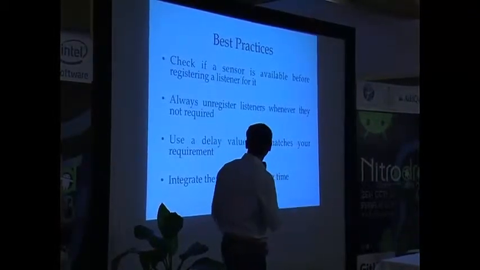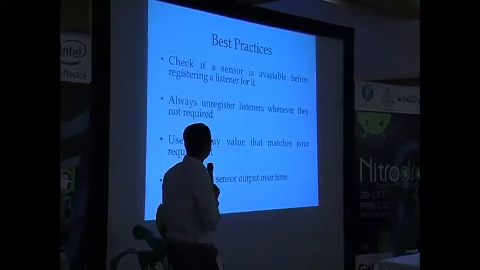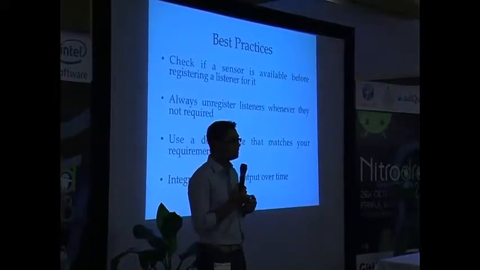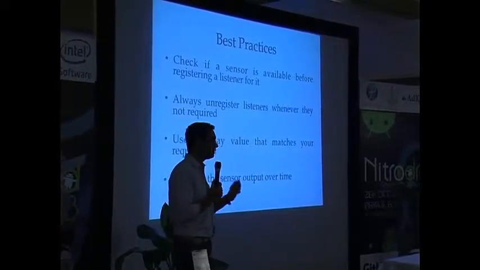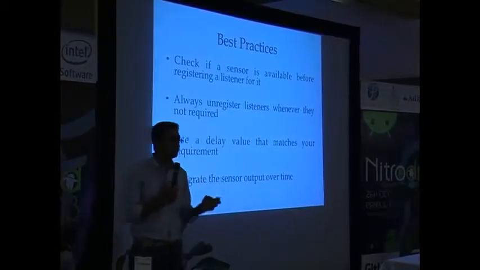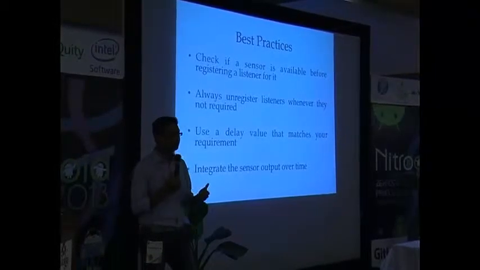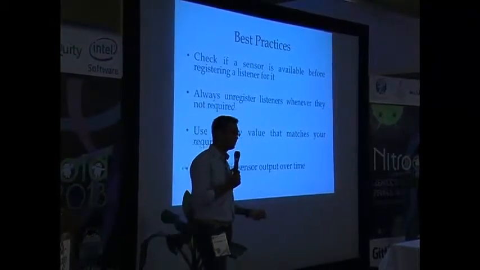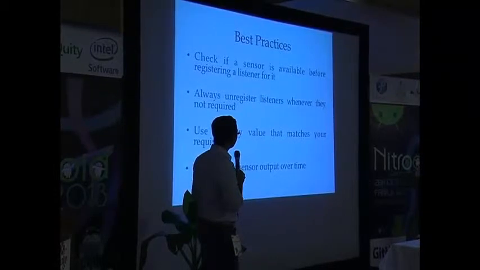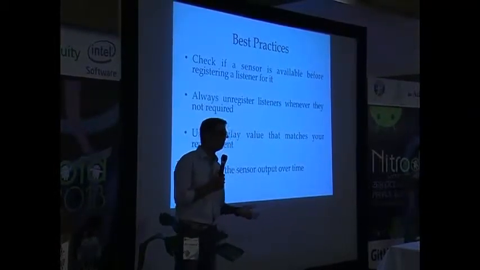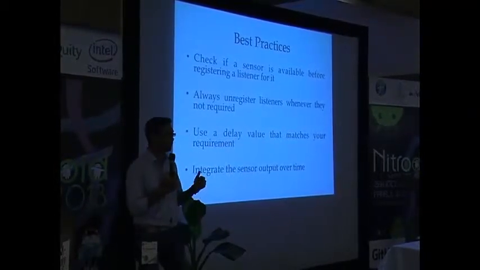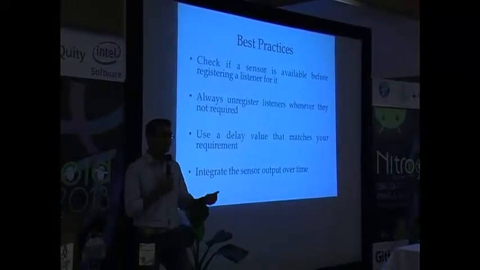The next simple thing that you have to do is always unregister listeners whenever they are not required. Why do you have to do this? Sensors are real pieces of hardware, and they consume the battery. So whenever you don't need it, you have to unregister the listener that you have registered for it. A common pattern that Google suggests is to register in onResume and unregister in onPause.